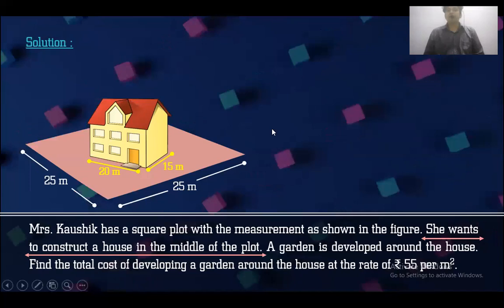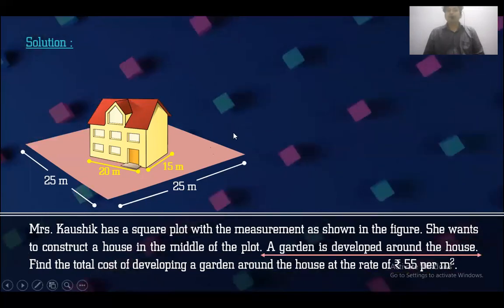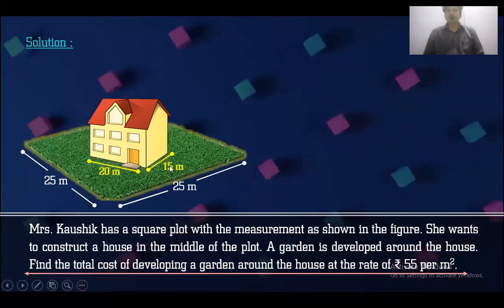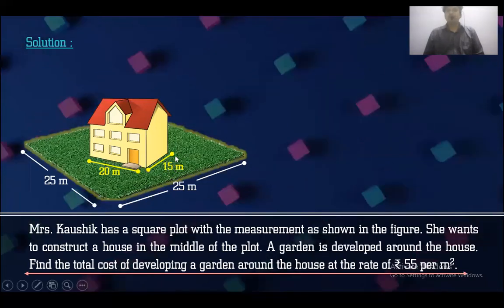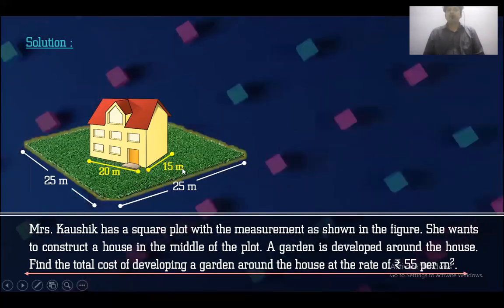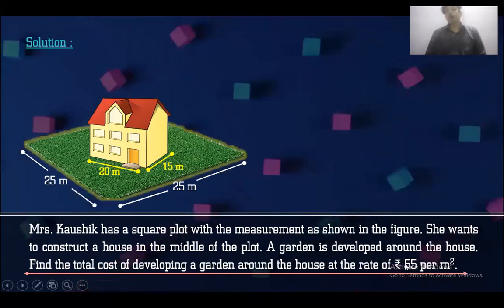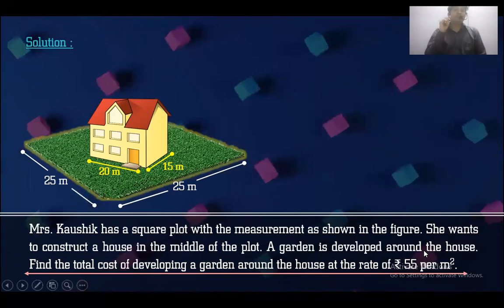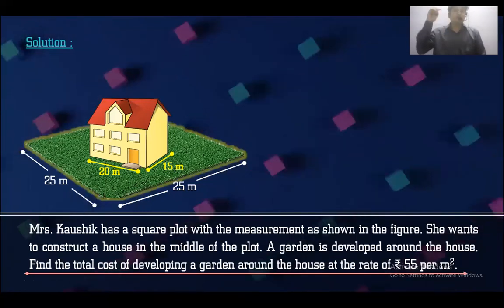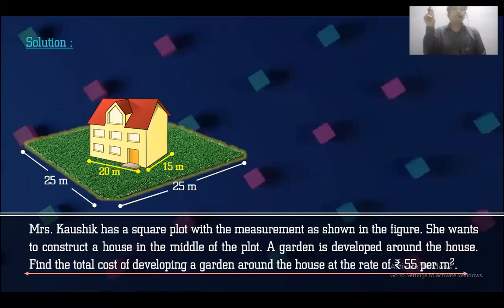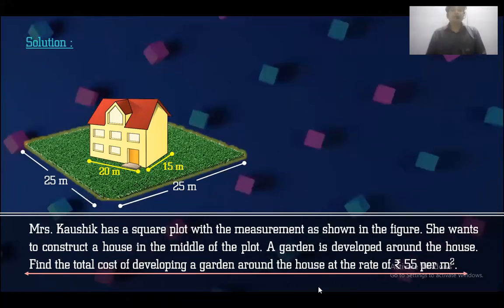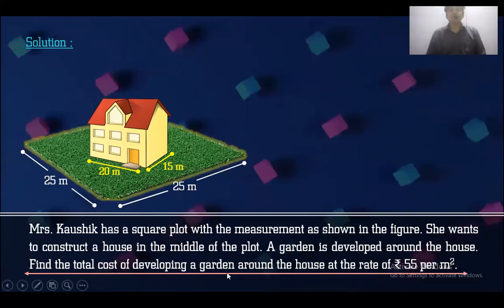That means the green shaded portion is nothing but the garden area. But the question is not to find the garden area. The question says find the total cost of developing a garden around the house at the rate of 55 per meter square. As I gave you one example, if you remember, painting your house, there is a rate of painting per meter square. Likewise here, there is also a rate for developing a garden, and that rate is 55 per meter square.